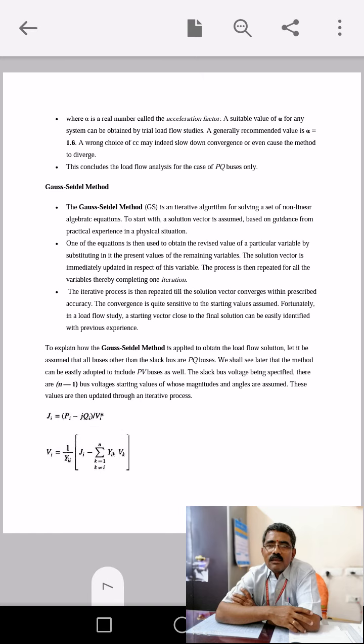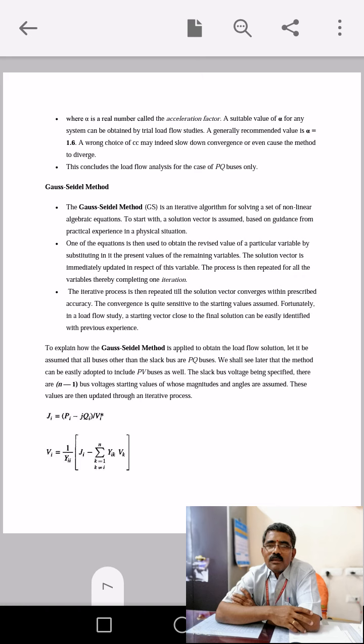Then quickly let us go through the Gauss-Seidel method. In the Gauss-Seidel method, there are two cases. One is with PQ buses, the other is with PV buses. Out of the total number of buses, the first bus is the slack bus, and the remaining buses we assume in the first case as PQ buses. When PQ buses are all present other than the slack bus, P and Q are specified, voltage and angle are to be evaluated. So known values are P and Q, unknown values are voltage and angle.